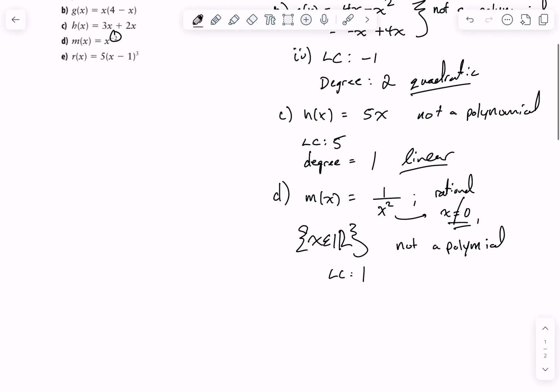Okay, E. Question E is r of x is going to equal 5x minus 1, cubed. Okay. So the degree here, this is going to be a polynomial function because we have a degree 3, so it's going to be a polynomial.